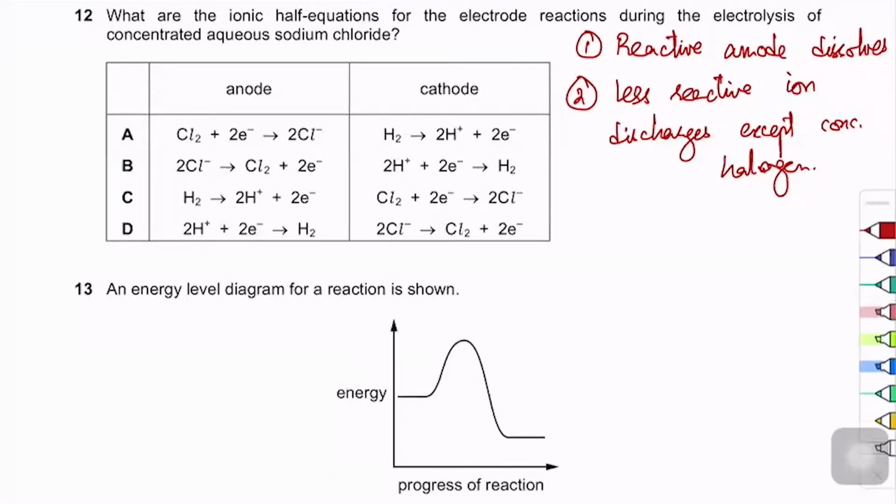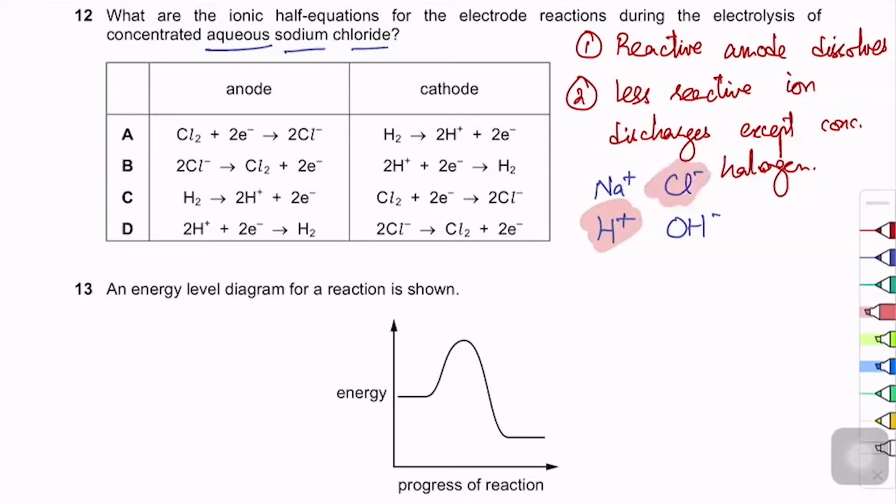So let me write the ions first. I have sodium ions, I have chloride ions, I have hydrogen ions, and I have OH ions. Where am I getting them from? Aqueous solution means H and OH, and sodium chloride means sodium and chloride. Now I need to see which will ionize or which will discharge. Now the least reactive one is going to be discharged. So in positive ions, that's hydrogen. In negative ions, that's chloride.